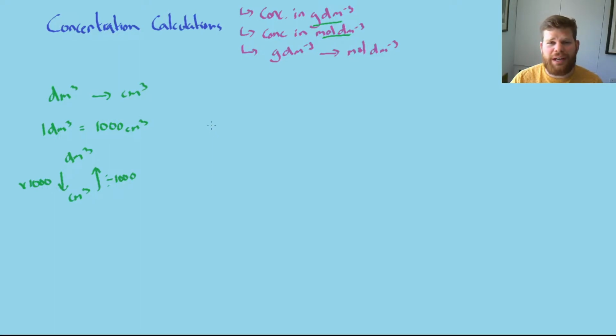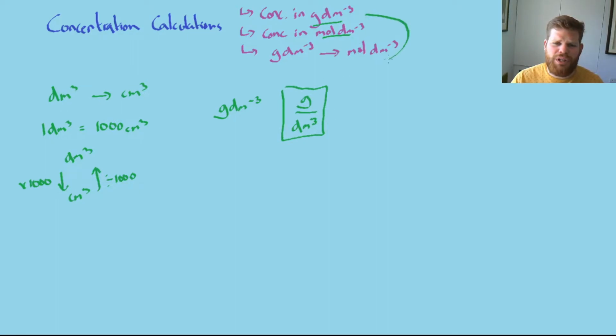Let's look at the first of these calculations. Grams per decimeter cubed. What does grams per decimeter cubed mean, and how can I visualize this? Well, it's the number of grams per decimeter cubed. This is simply the calculation that you need to remember if you're looking at the concentration in grams per decimeter cubed.